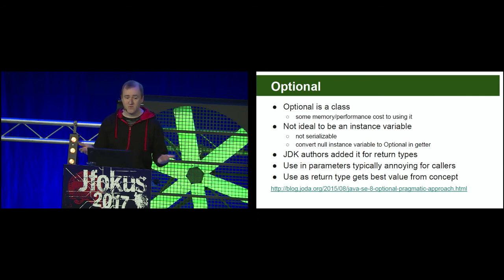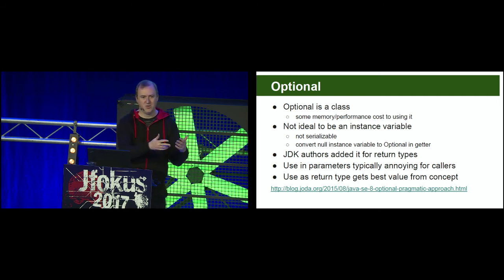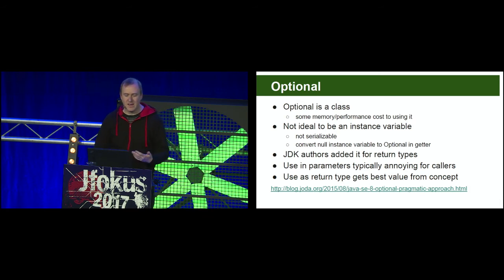So the JDK authors originally did add it for return types. That was their goal. I've personally found that if you put it in parameters, it's just really annoying. So I've got a surname string, and my method now takes Optional String. So I've now got to manually box up my surname string into an Optional just to get it into my method. That seems like extra effort. If you want to read more about the approach I've just described, that's the blog post, Pragmatic Approach to Optional.